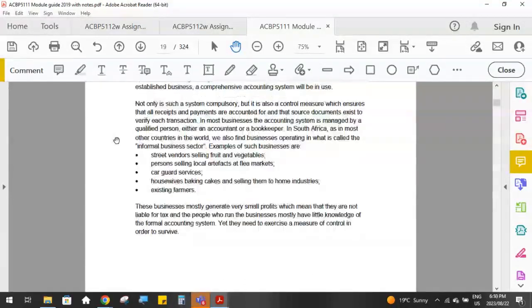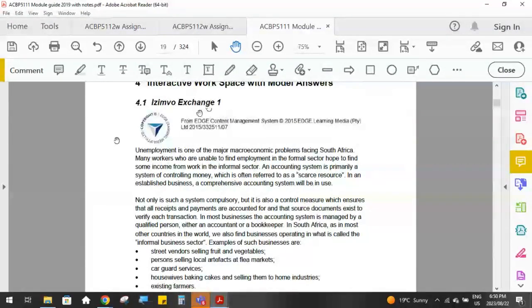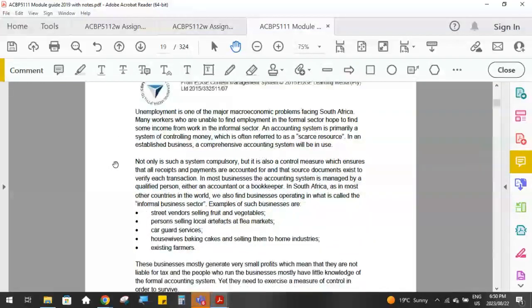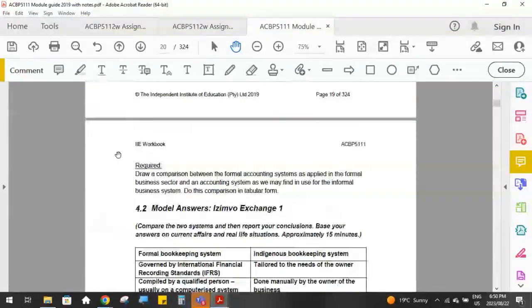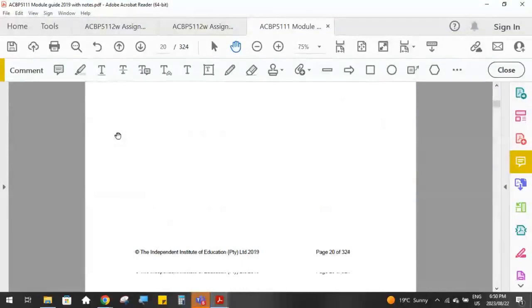This Invoice Exchange that they've got in this manual is now one of your Learn activities. In fact, I think that could be one of your ICE.